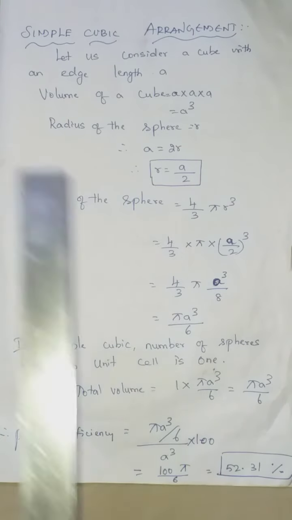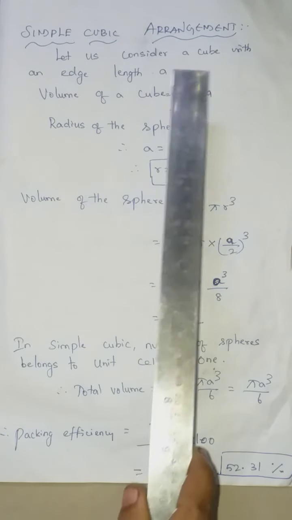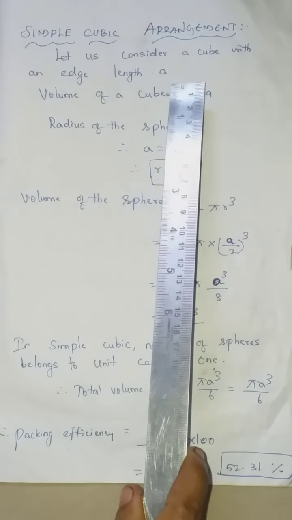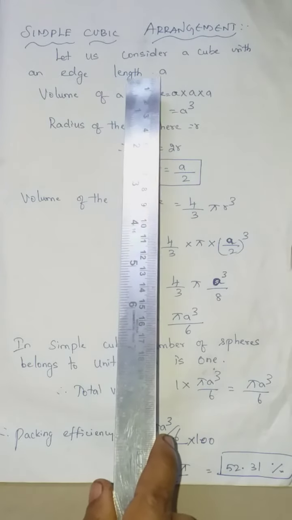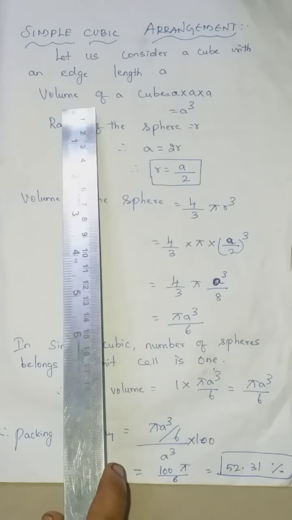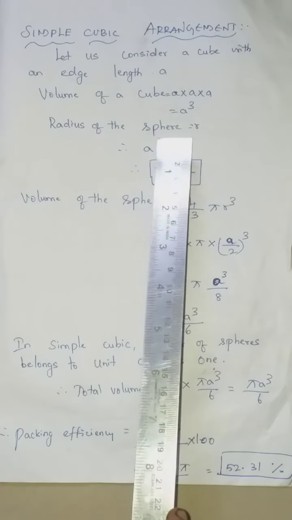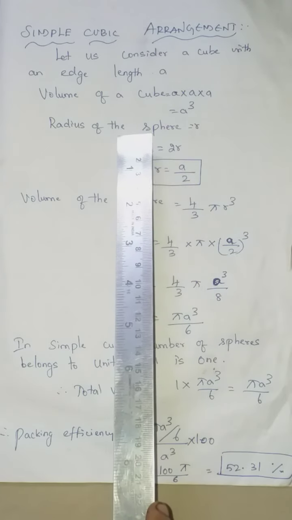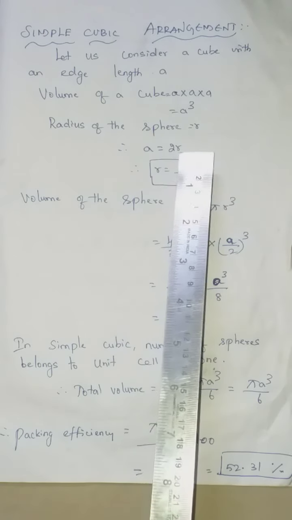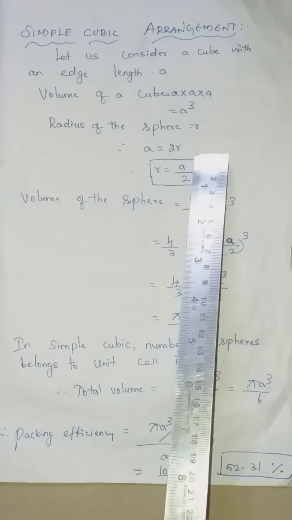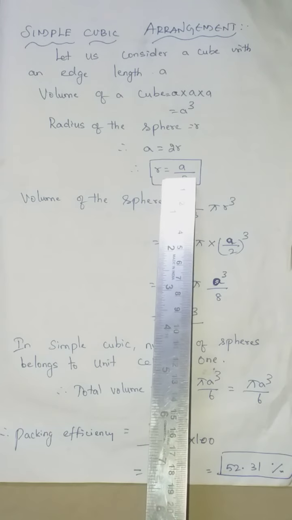So first, finding out the packing efficiency for simple cubic arrangement, let us consider a cube with an edge length a. That means in a normal cube, that is a simple cube, its edge length, that is one side, is a. So we know the volume of a cube with the edge length a is a cube. And also the radius of the sphere in each corner, that is, a sphere is present, its radius is equal to r. Now a equal to 2r, that means the full length is equal to 2r. Now r equal to a by 2. Now we know the r value, that is the radius value.